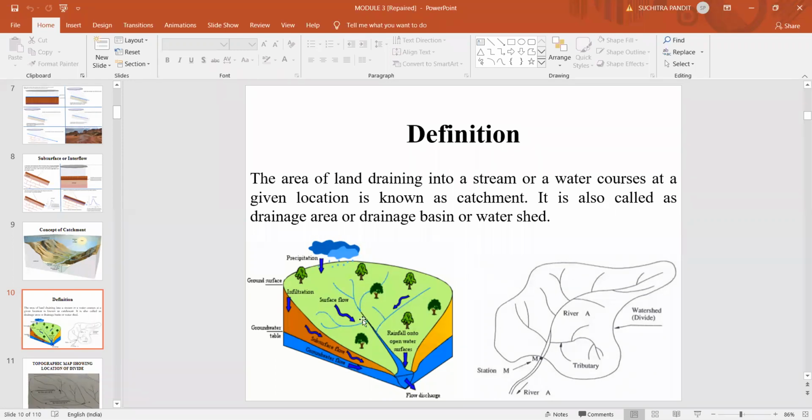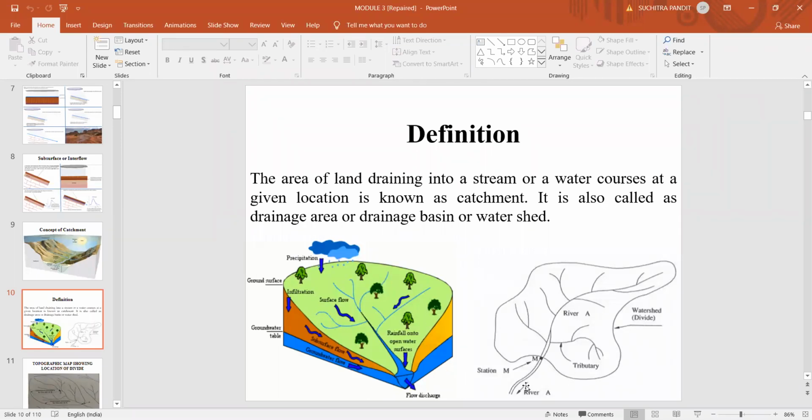Among all these, surface runoff joins the stream very fast, and the subsurface flow or interflow takes some time to reach the stream. The groundwater contribution is delayed, and it may take some weeks or months.